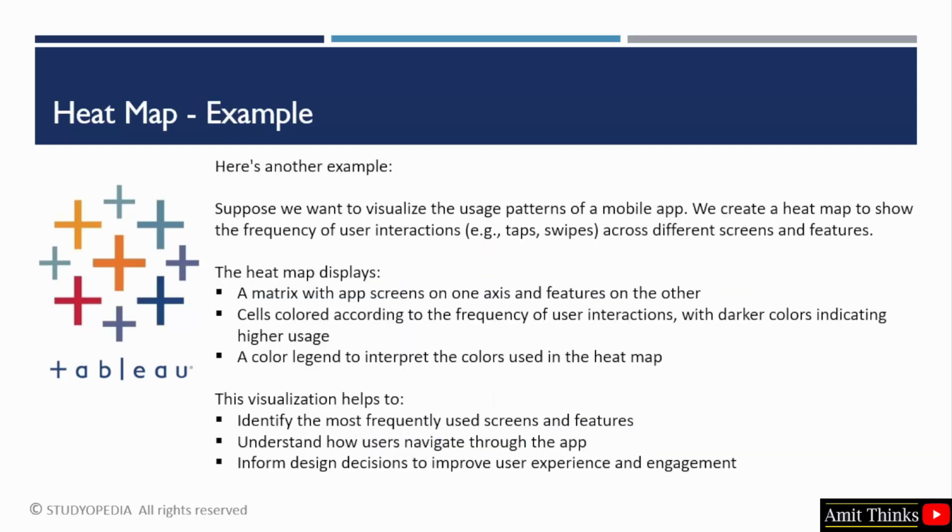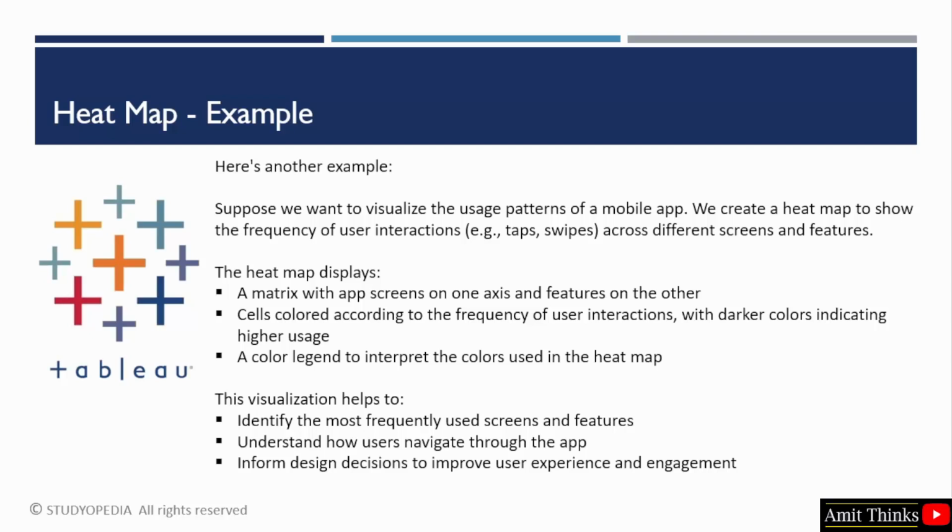Now let us see another example. Suppose we want to visualize the usage patterns of a mobile app. It will display the frequency of user interactions across different screens and features on our heat map. So our heat map will display a matrix like I've shown in the previous example. The matrix will have app screens on one axis and features on the other.